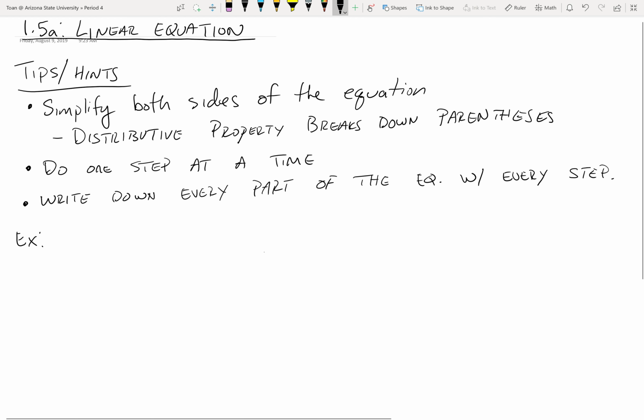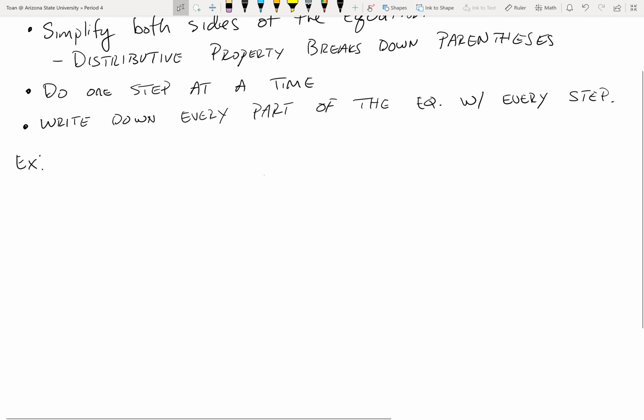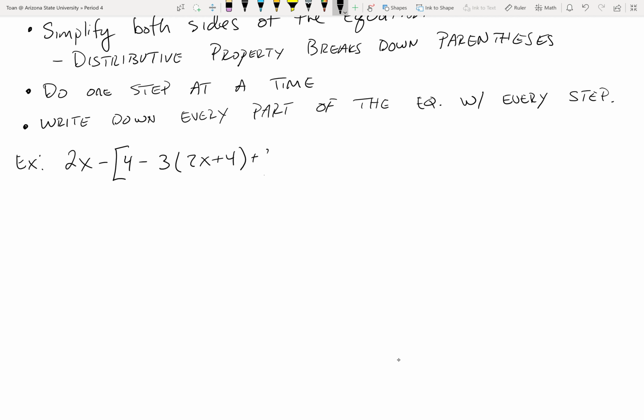So let's do a proper example, right? Let's make the ugliest, messiest equation we can think of. I don't have one prepared, so this is completely random numbers and letters. Say, I don't know, let's do 2x minus bracket 4 minus 3 parentheses 2x plus 4, parentheses. Let's toss in a plus, I don't know, 9x for fun there. Close the bracket. And you know what? I think we need a minus 8 as well.